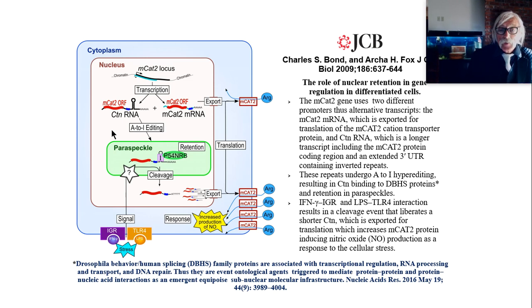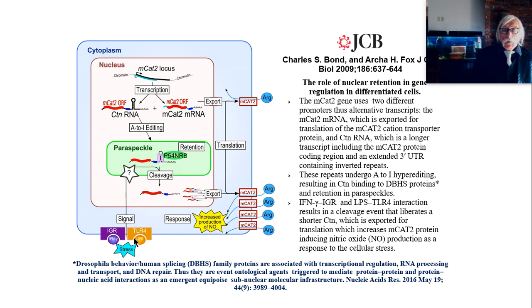Now we're into the world of epigenetics. So the repeats themselves, those untranslated repeats, undergo an A to I, an adenosine to inosine hyper-editing, it's called. This is all epigenetics. It results in CTN binding to a protein from the DBHS class of proteins, and you get a retention of it in that subnuclear structure called the paraspeckle, and there it is retained. There is your RNA species bound to this protein.